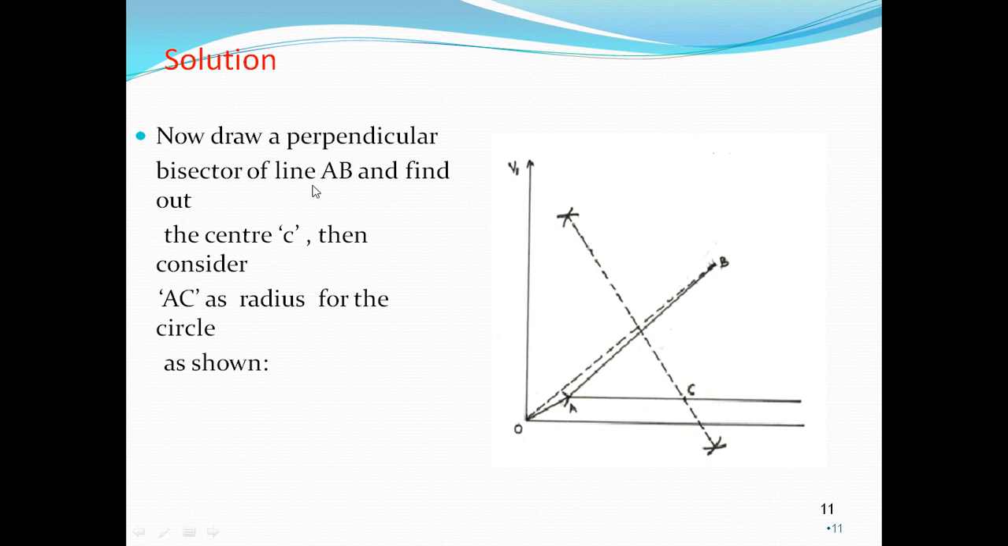Now draw a perpendicular bisector of the line AB and find out the center C. Then consider AC as radius for the circle and draw the semicircle as shown in the figure. So after drawing this, what we will do? With C as center and AC as radius, draw the semicircle.